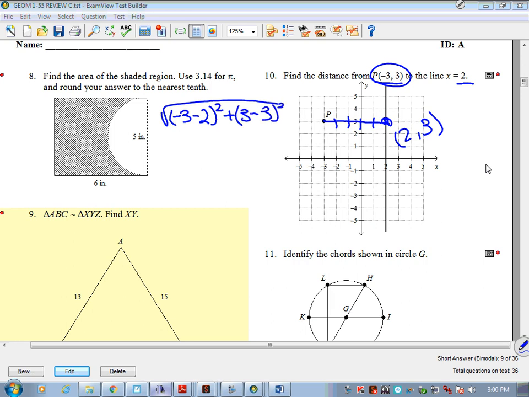Negative 3 minus 2 is negative 5. Negative 5 squared is 25. 3 minus 3 is 0. 0 squared is 0. So we wind up with the square root of 25, which is 5. And we see that comes out to the same distance as what we would have counted, but we have work to go with it.